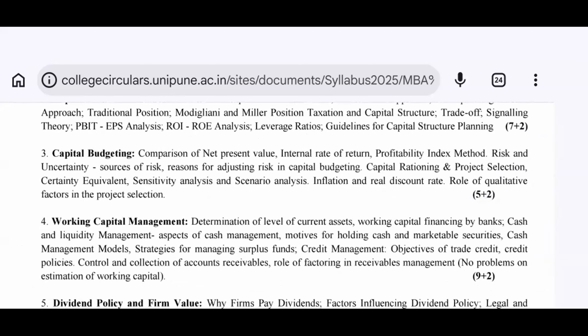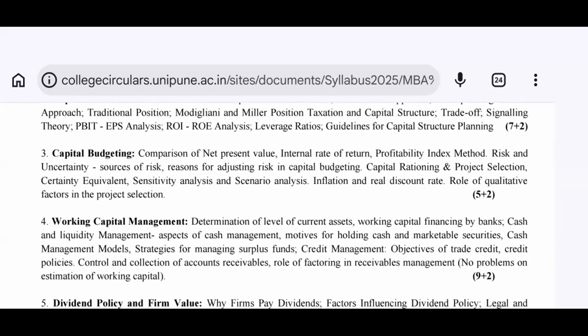The first part of this unit will be numerical. The second part covers risk, uncertainty, source of risk, adjusting capital, and rationing of capital. This part will be theory, and here the chance of numerical and theory will be 60-40. 60% numerical will be asked and 40% theory will be asked.